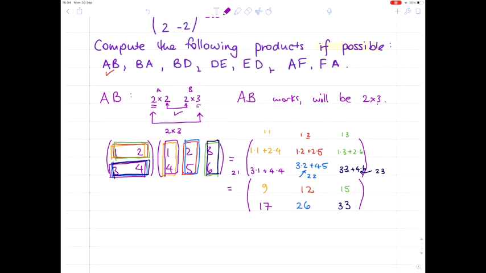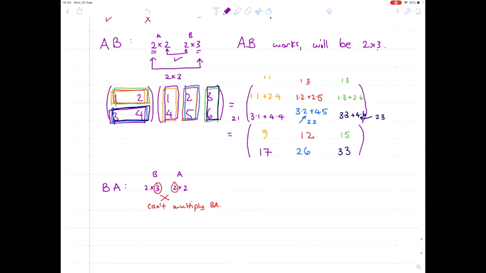So if we think about B times A, B we know is a 2 times 3 matrix times A, which is a 2 by 2, and immediately a warning sign should flash. B has 3 columns, but A only has 2 rows, so this means you can't multiply them. Okay, good. So we have a little bit less work to do. So we can't do B times A. All right. How about B times D?